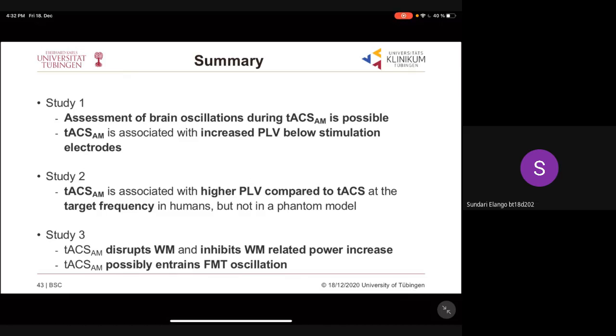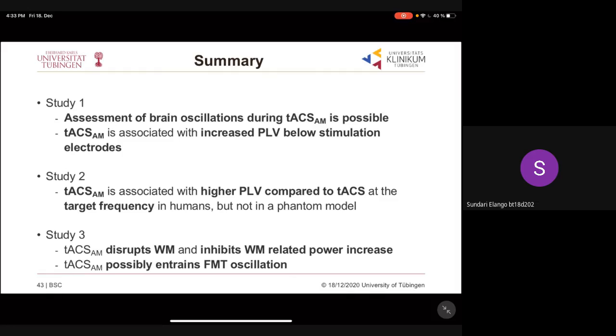Okay, so to summarize from study one, we could show that an assessment of brain oscillations during the new form of stimulation is possible. And using this amplitude modulated stimulation, possibly we can interfere with ongoing brain activity by showing entrainment, which we have assessed with phase locking value. In study 2, we could show that there is a higher phase locking value compared to TSCS.